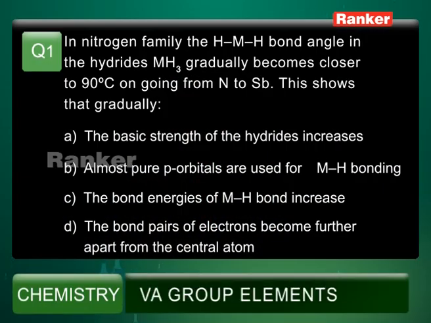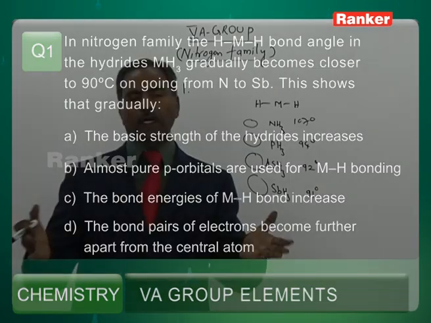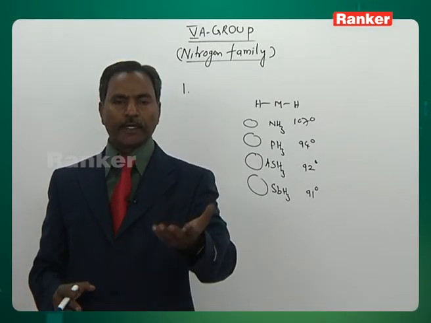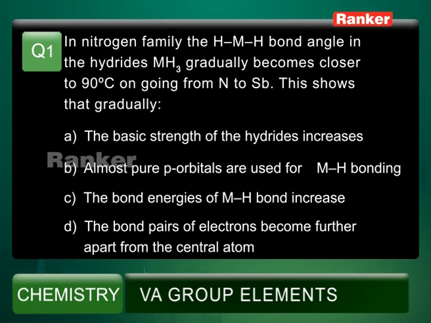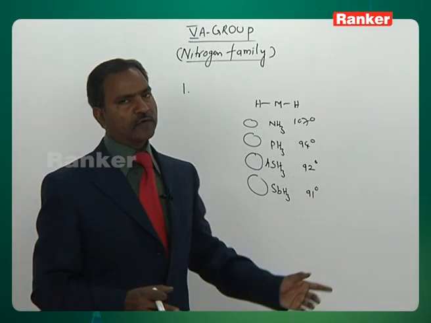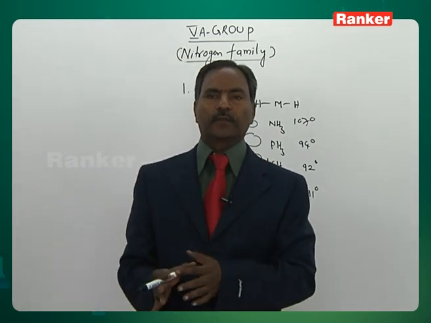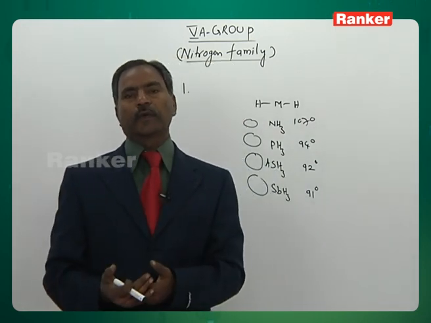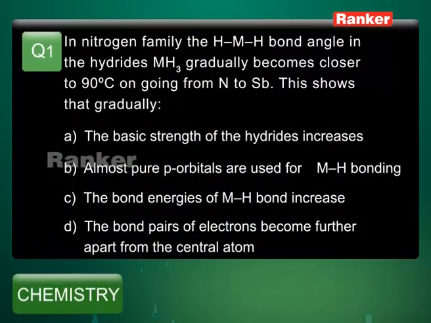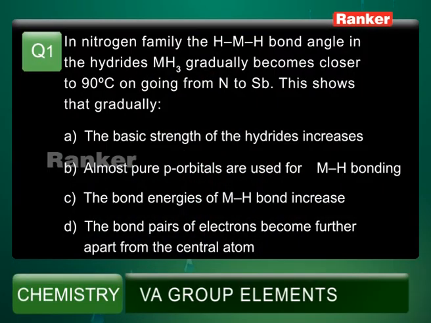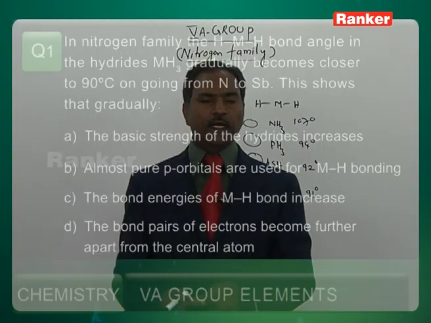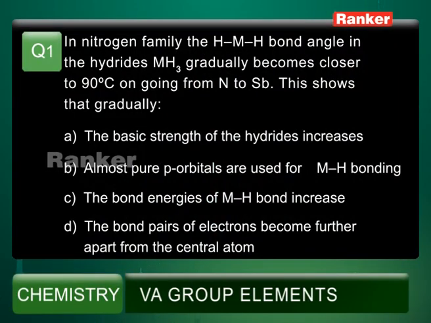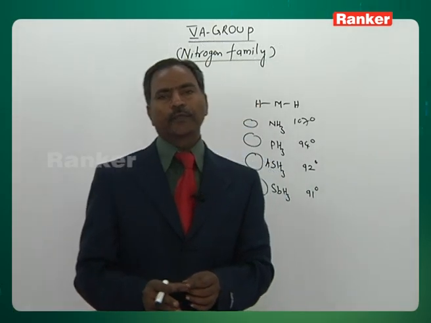Let us see the options. A: the basic strength of hydrides increases. There is no relation between bond angle and basic strength. Coming to B: almost pure p orbitals are used for M-H bonding. So from top to bottom, the participation of p orbitals is increasing. Coming to C: the bond energies. There is no relation between bond energy and bond angle. Coming to D: the bond pairs of electrons become further apart from the central atom. That is also not a suitable reason.